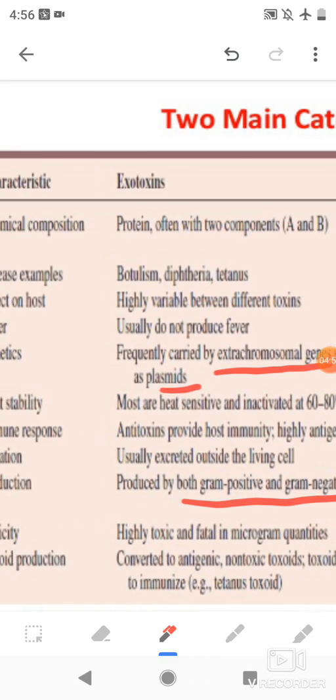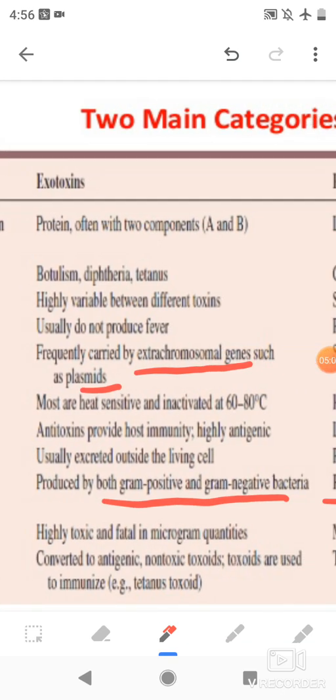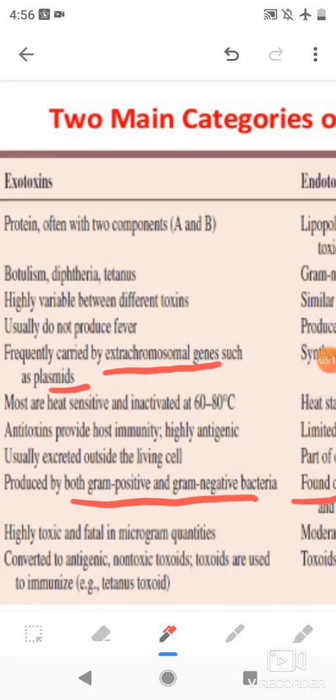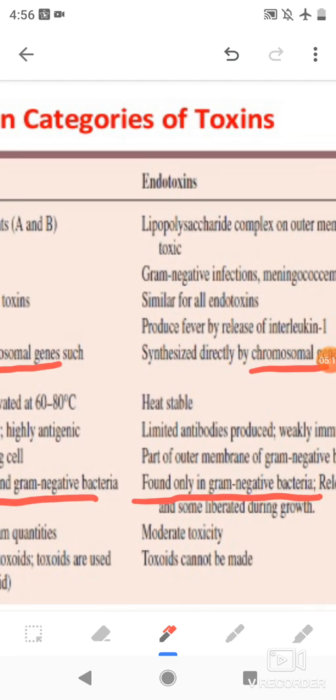Then the next point is about the toxicity, already discussed. Then the toxoid formation: the toxin is converted to an antigenic form. Toxoids are used to immunize, for example the tetanus toxoid. And in case of endotoxins, toxoids cannot be made.